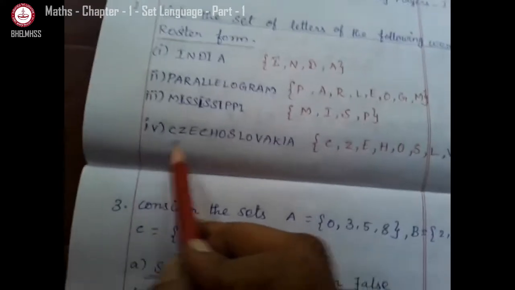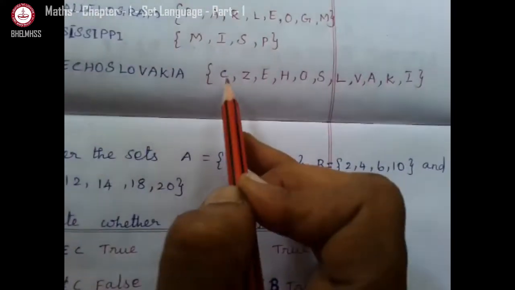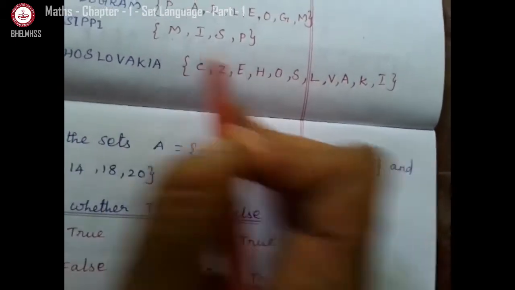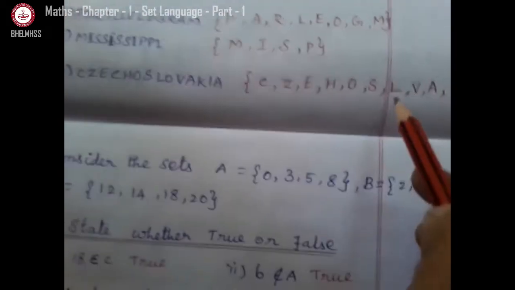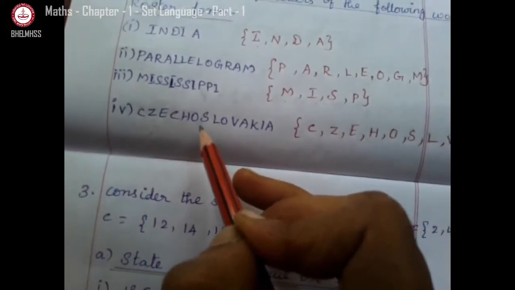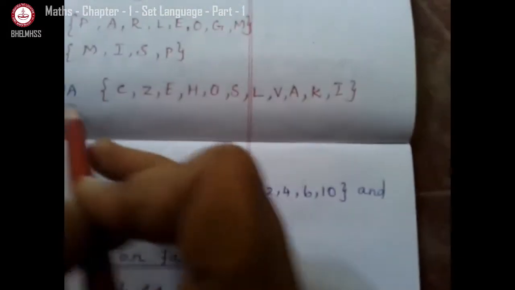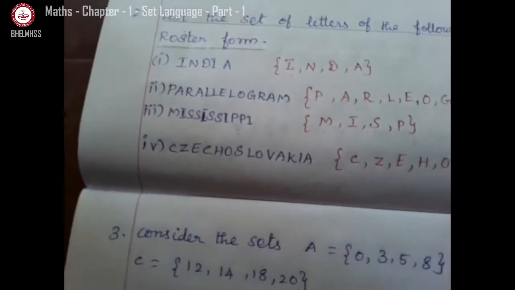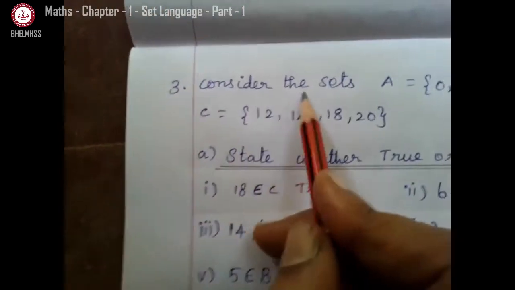Next, this word, Czechoslovakia. C written first. Z, comma E, comma C already written, so don't write. H, comma O, comma S, comma L, comma O already written, so don't write. Next V, comma A, comma K, comma I. A already written, leave it. Close the brackets.